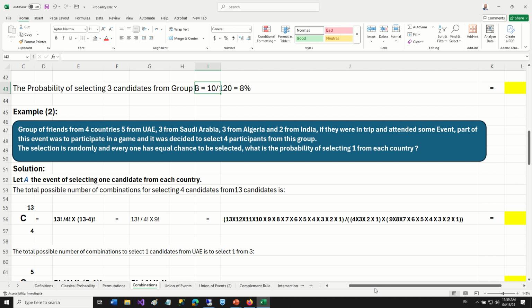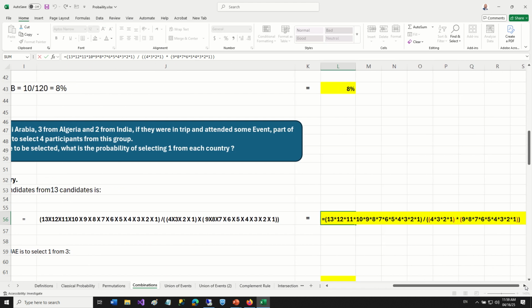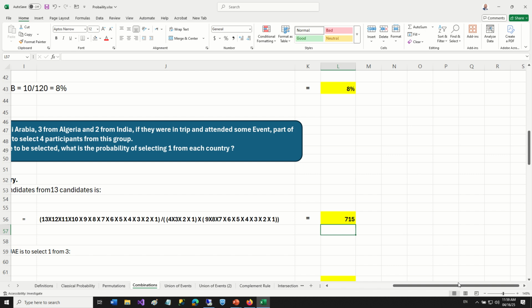For this question, we will assume that A is the event of selecting 1 candidate from each country. The total possible number of combinations for selecting 4 candidates from 13 candidates is C, 4 out of 13, equals 13 factorial divided by 4 factorial multiplied by (13 minus 4) factorial. That is finally equal to, as you see here using Excel, 715.